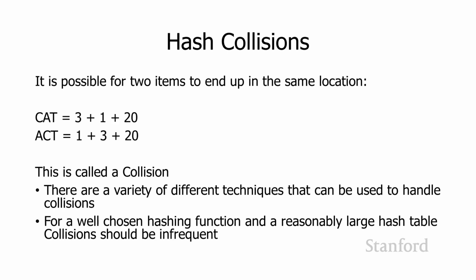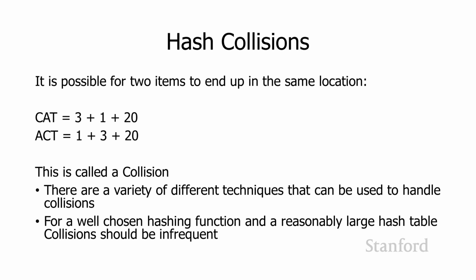Now, one thing that you may be thinking here is, hey, isn't it possible to end up with 2 items in the same slot? Absolutely it is. So if I've got cat, that's 3 plus 1 plus 20, and I've got act, that's 1 plus 3 plus 20, those both hash to the same location. And so this is called a collision. There's a variety of different techniques that can be used to handle collisions, but we're not going to talk about them in this class. If you have a well-chosen hashing function, and if you have a lot of slots, it's not a problem.